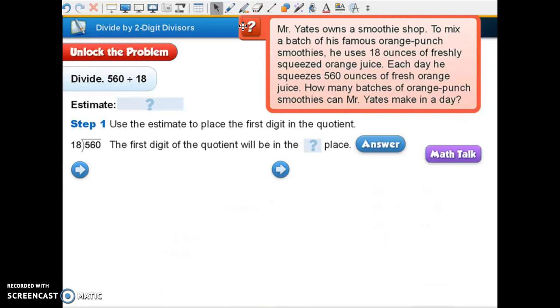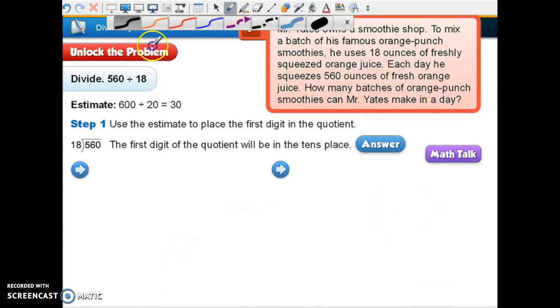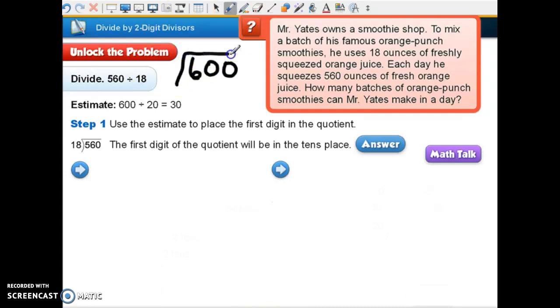So step 1, it says use the estimate to place the first digit in the quotient. So I would estimate 18 to 20, and I would estimate this to, well, we could do it at 560, and then the first digit in the quotient will be in what place? So since I have 600 divided by 20, I know that I am going to have to do that times 3. So my first digit of the quotient will be in the tens place.